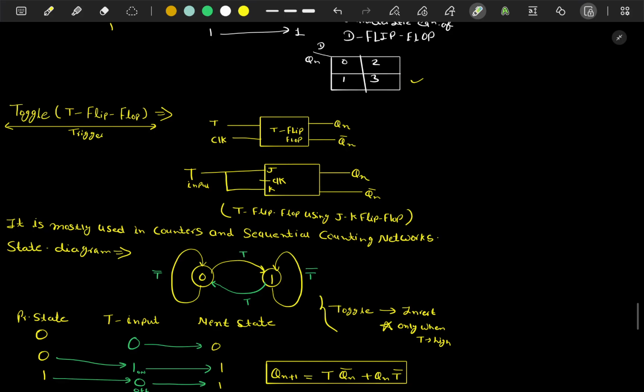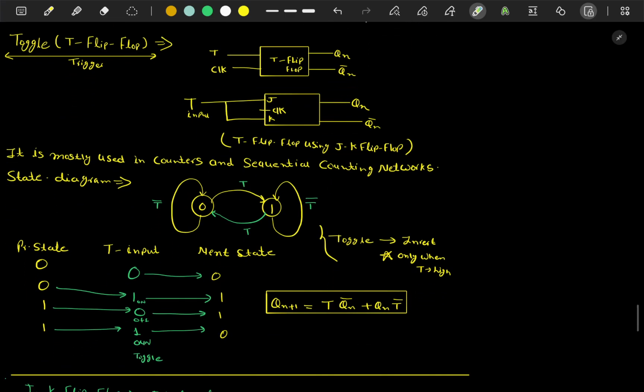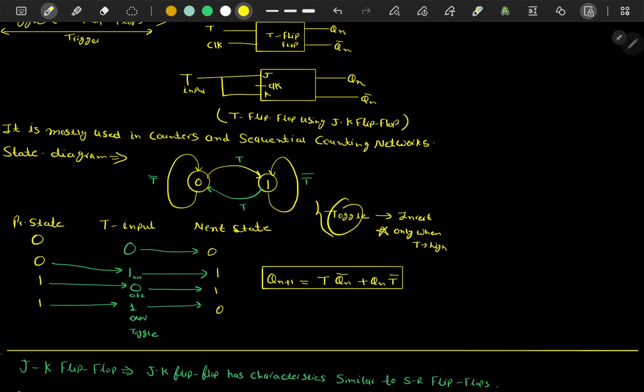Now the toggle flip-flop. Same as the delay flip-flop, but here there is a toggle input, so it is also a JK flip-flop. The word toggle means it will invert only when T is high. When T is high, only then will the previous input be inverted, 0 to 1 and 1 to 0. But there is a condition: the clock must be on. If the clock is off, then there is no change. If the clock is off and toggle is high, there will also be no change.